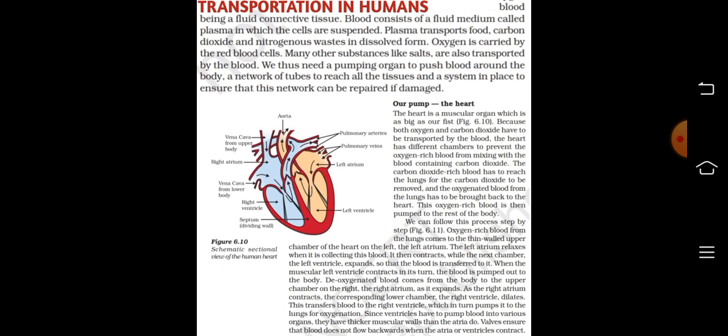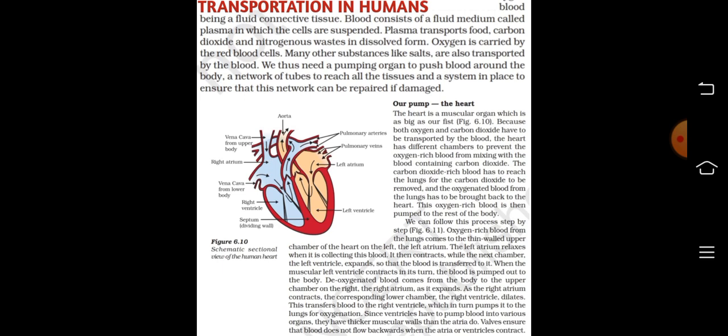Many other substances like salts are also transported by the blood. We thus need a pumping organ to push food around the body, a network of tubes to reach all the tissues, and a system in place to ensure that this network can be repaired if damaged. Our pump, the heart. The heart is a muscular organ which is as big as our fist.